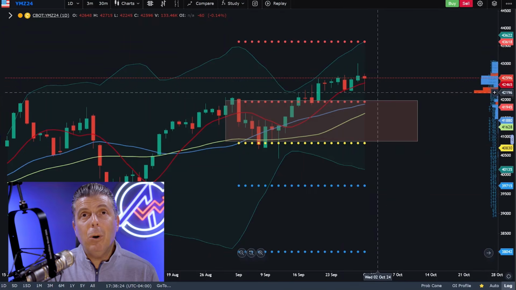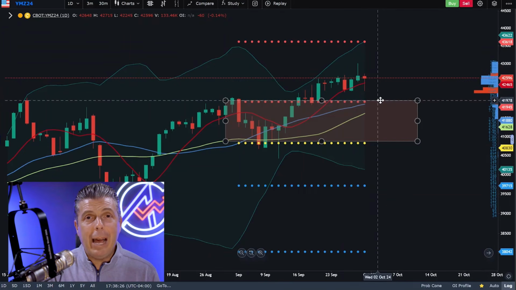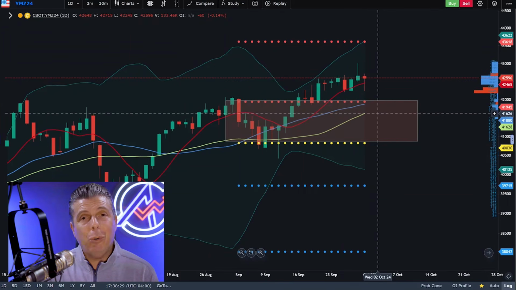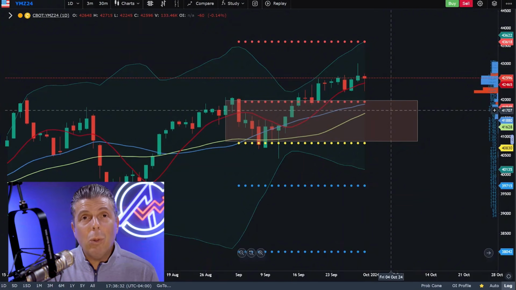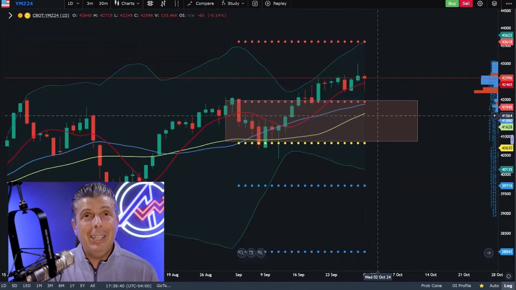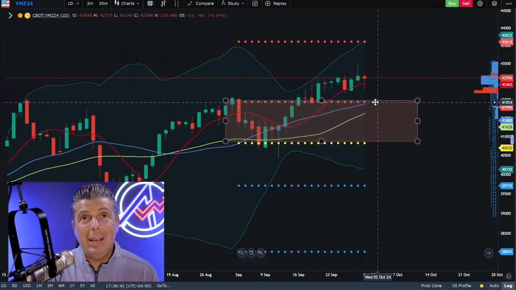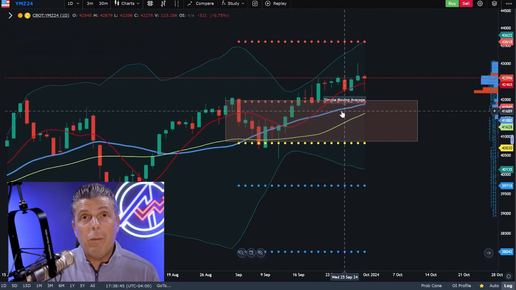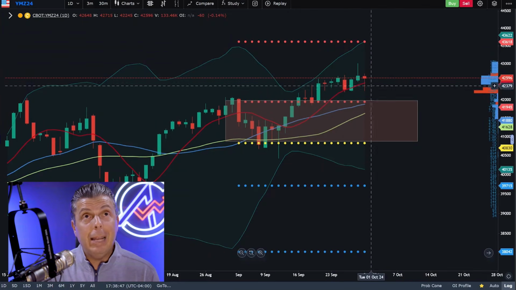If it gets below this beacon level of 41,945, then I just think it's a total chop fest. It could go lower, maybe down to 40,830. I don't even think that I see that unless there's a news-driven event. I just think it's going to be choppy and sideways and grindy higher. If you're looking for a low volatility grind higher, the Dow is your market.